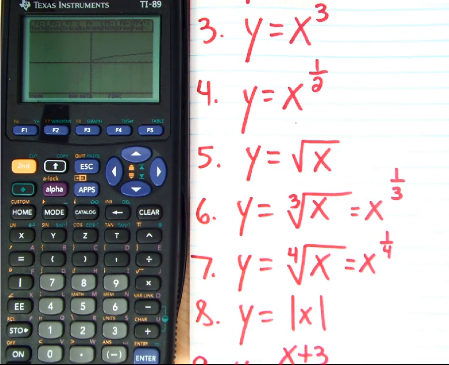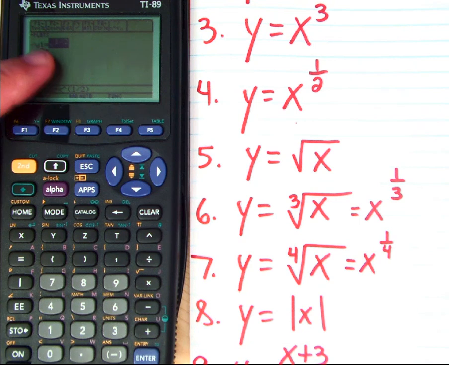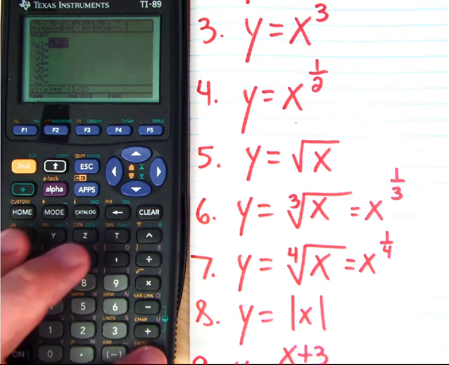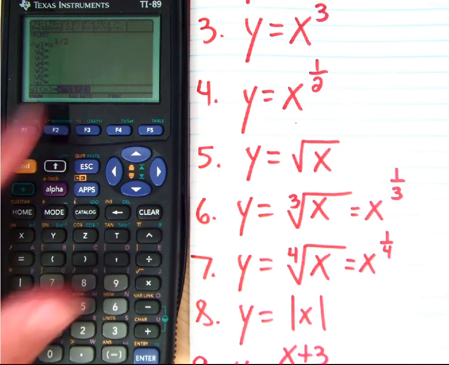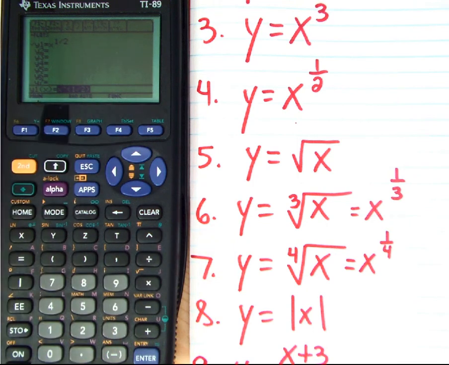And there's our y is equal to x to the 1/2. Now if I go back to the y equals, do diamond F1, you'll notice that it has it in a nice format up here. And then if I just press enter on that, it would take it down to here, and I can just modify it however I want. Okay. Anyway, we're going to do the next one.